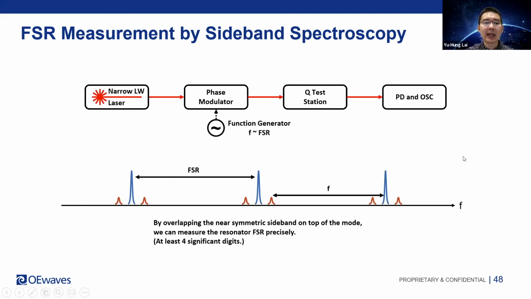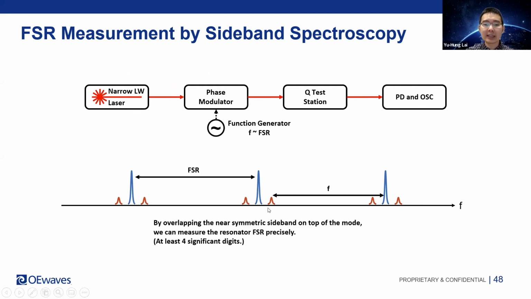On the other hand, we can also measure the free spectral range of our resonator. So we use a similar architecture here. We have a narrow linewidth laser, which can be phase modulated by a function generator. The function generator sets the modulation frequency, which is very close to the free spectral range of the resonator. Then we send light into a Q-test station, and that's recorded by the PD and the oscilloscope.